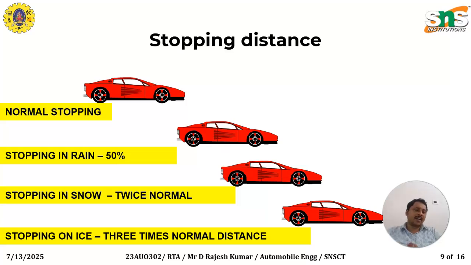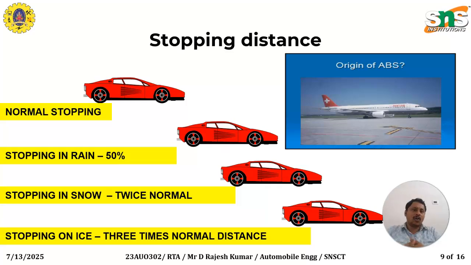So generally, this anti-lock braking system was invented or originated in flights, right? Because while landing on runways, the runways are lengthy, and the distance to stop the flight is very large. Because of the speed of the flight, in order to reduce the stopping distance, as well as to increase the grip between the road surface and the tire, the ABS originated.